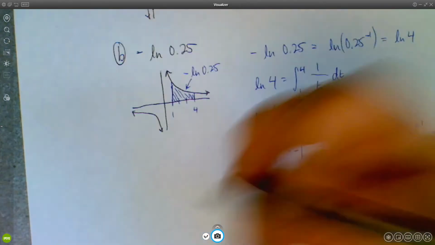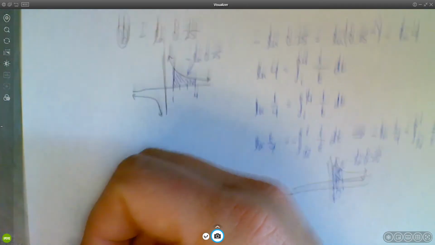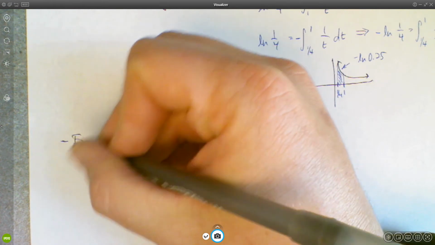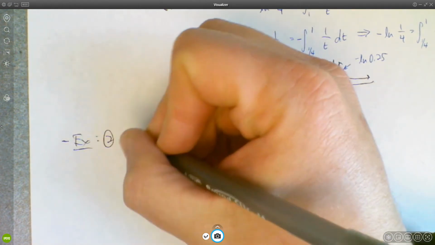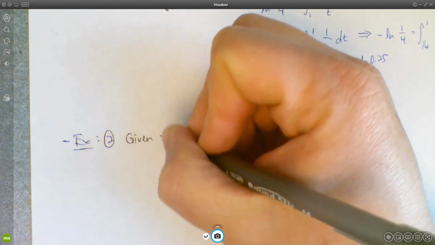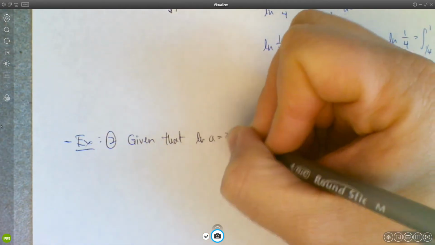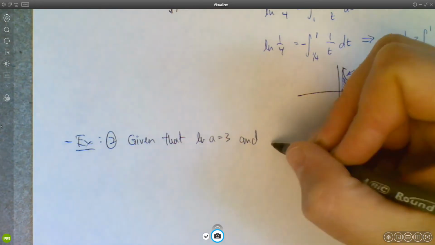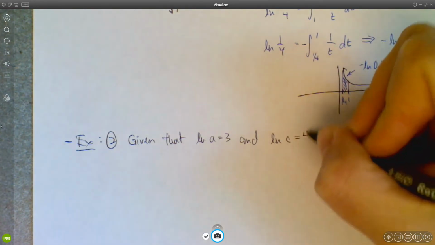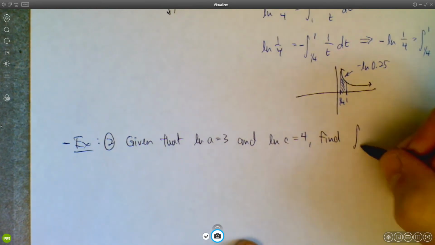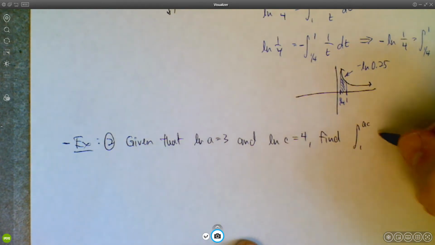Here's another thing just to sort of help us wrap our brains around this new definition for the natural log that we've been using. So given that ln of a is 3 and ln of c is 4, let's find the integral from 1 to ac of 1 over t dt.